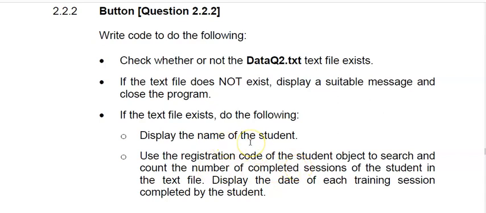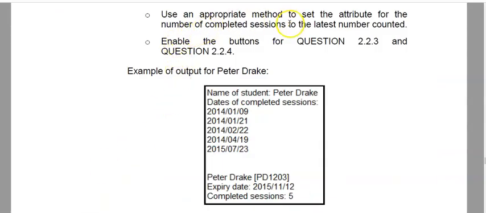Remember, the text file said completed or not completed. Then we need to display the date of the training sessions completed by the student as well. We needed to use our methods from our class to set the attributes for this number of sessions completed. That was one of our procedures. And then we also need to enable the buttons for these two questions.